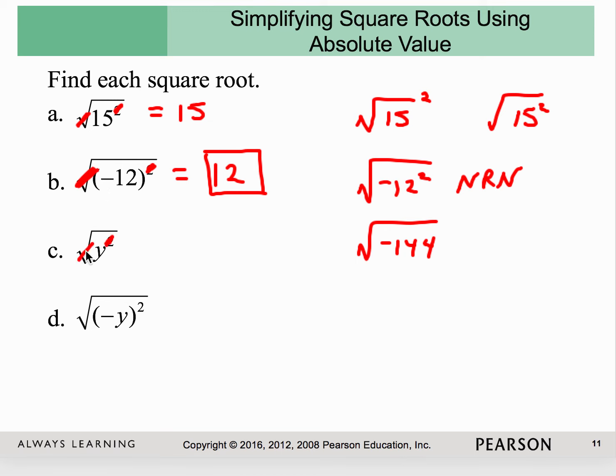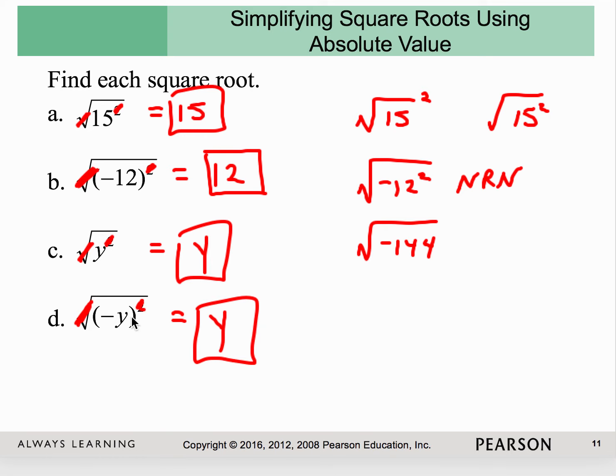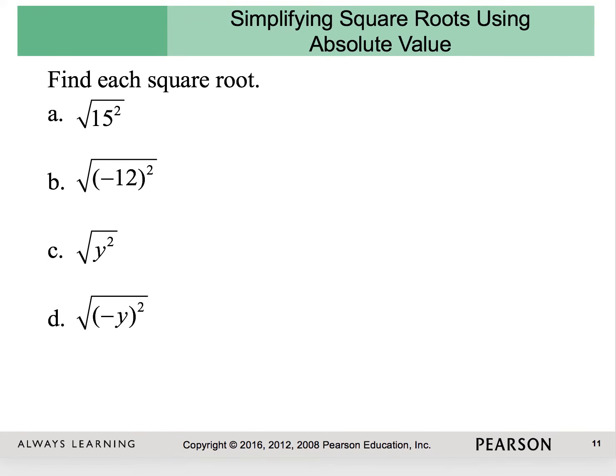Same thing here. That would be y. And the same thing here. What would this be? Also just y. Yeah, also just y. Because this square makes that positive. So when you can take the square root of it. If it looked like this, it's not a real number. One more.